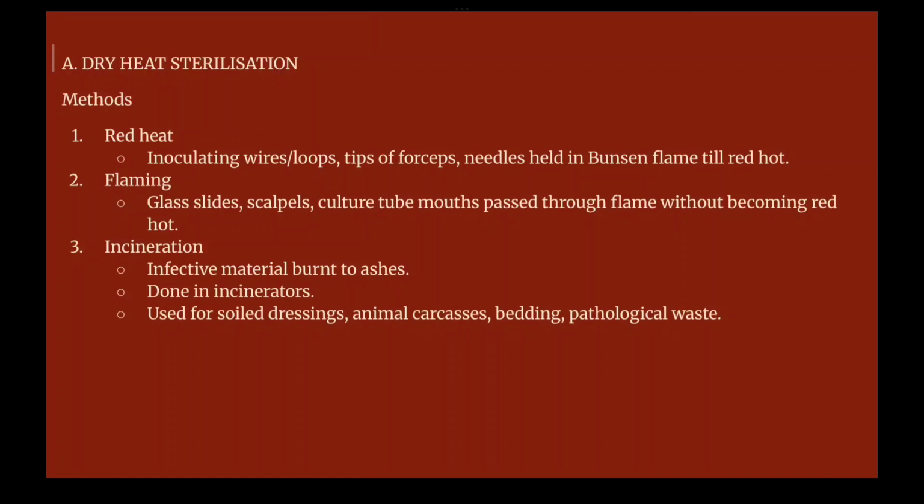Now moving to flaming, here you are simply going to move the surface or the substance that you are using for sterilization over the Bunsen burner. You're not going to make it red hot or break it. You're not going to give high temperature to it. Here you're just going to pass it over the flame. Items considered for flaming are glass slides, because you can't burn them red hot as they'll break, scalpels, which are the surgical knife being used, and culture tube mouths, whenever a culture tube is used.